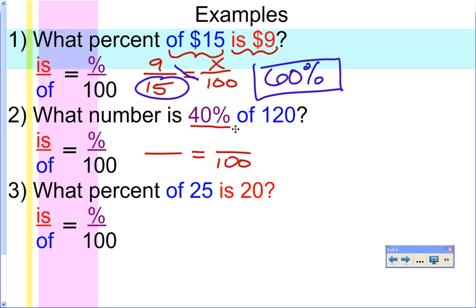So that leaves us with of 120. And guess where that goes? That's right, goes in the of spot. So 40 in the percent spot, 120 in the of spot, and I'm trying to find the is. CMD, cross multiply, divide. So I have 120 times 40 divided by 100, and you should get 48, I believe.